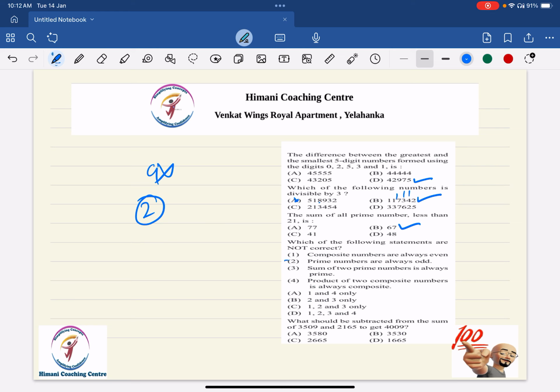Then it says sum of two prime numbers is always prime. So now let us take two prime numbers, 3 and 5. What do we get? 8. It is not a prime number. So this is also wrong. So the first three statements are wrong.